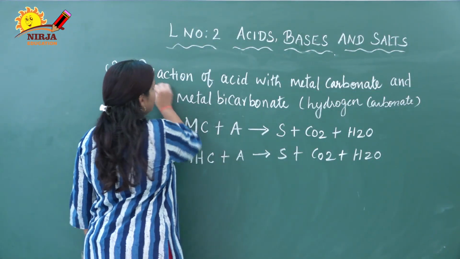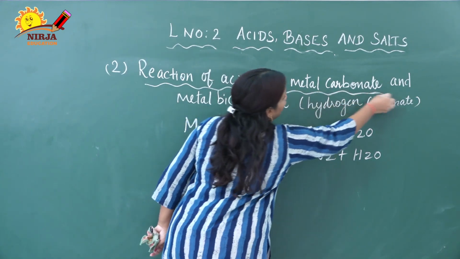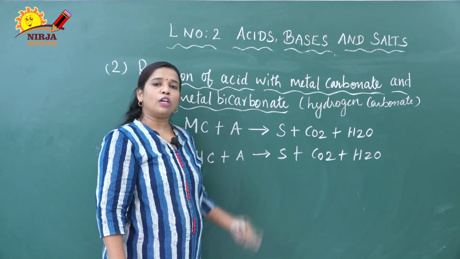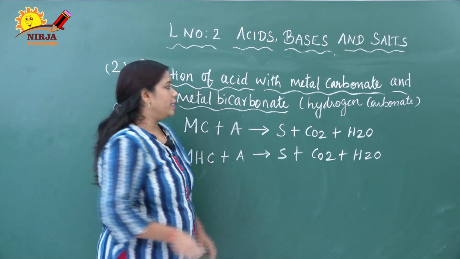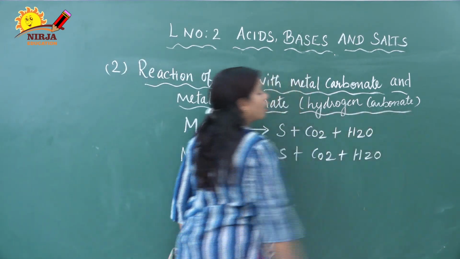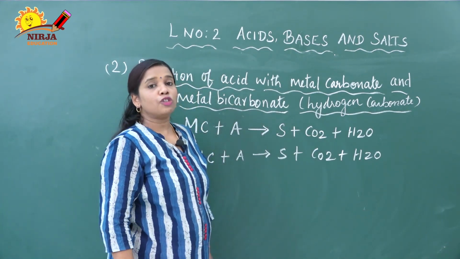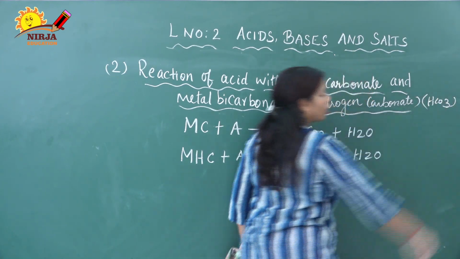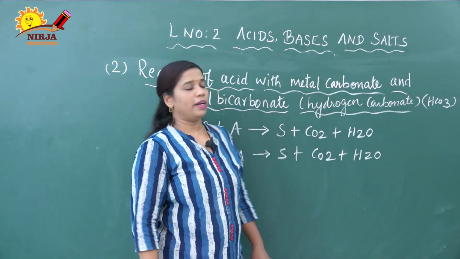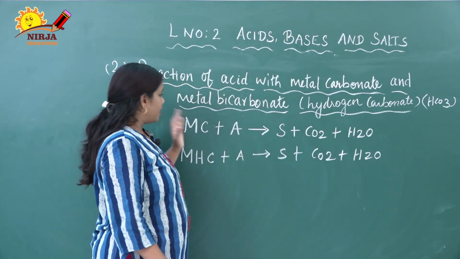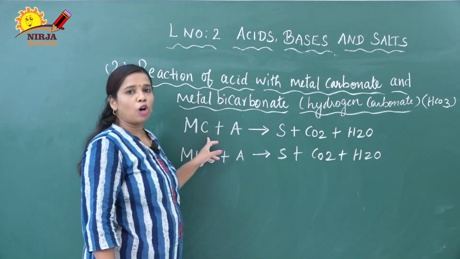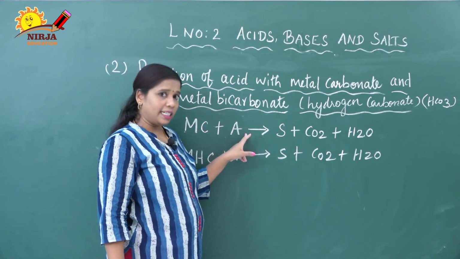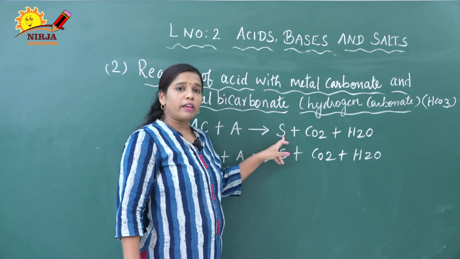Next chemical reaction is the reaction of acid with metal carbonates and metal bicarbonates. This metal bicarbonate is also called hydrogen carbonate, HCO3. So along with the metal, if HCO3 is present, that is called the bicarbonate or hydrogen carbonate. So that is the next reaction. Here I have written the sample: MC for metal carbonate, M for metal, C for carbonate. When the metal carbonate reacts with acid, A for acid, it produces salt, S for salt.